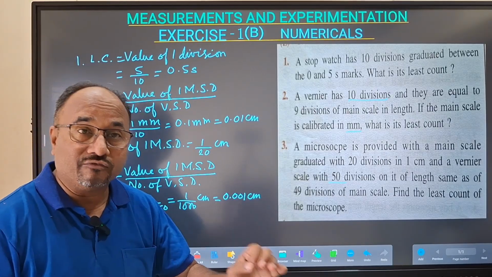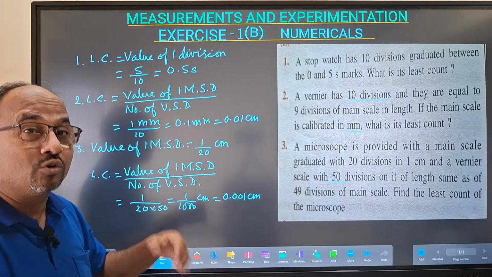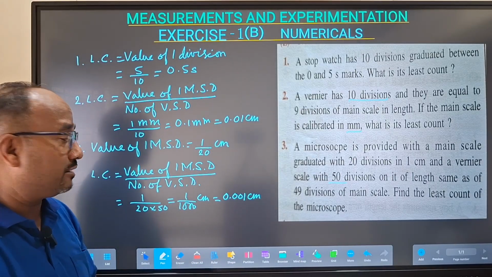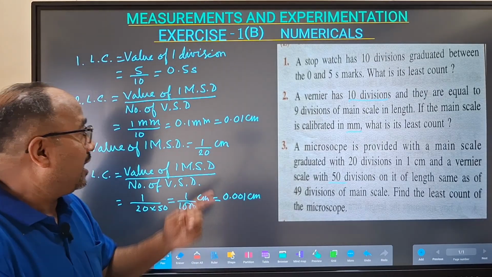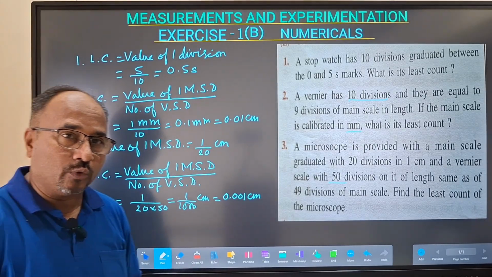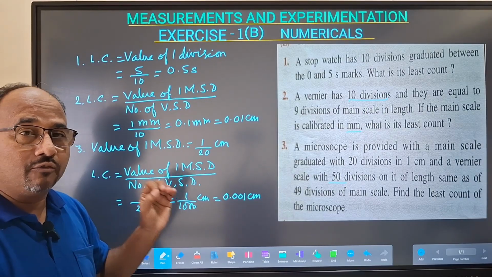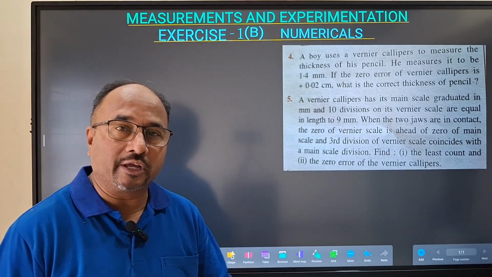So if you compare the least count of the second numerical and the third numerical, this is a smaller value. So we say that this particular device is more sensitive compared to the second numerical which was there. It means this device will be able to measure more accurately as compared to the second one. So I hope you all have understood the direct use of formula in finding the least count. So we now come to numerical number 4.